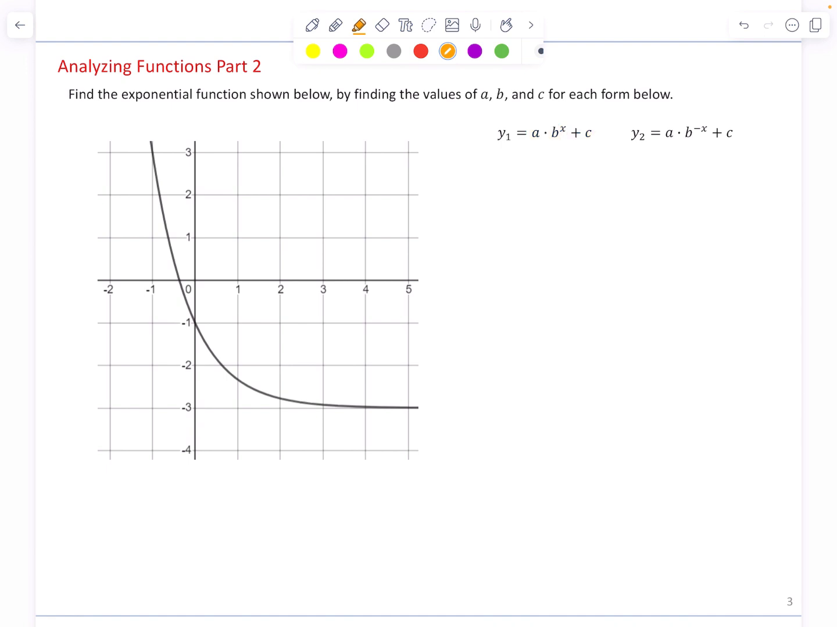Well, a and c will be easy to find. First, identify where the horizontal asymptote is. You can clearly see it here at y equals negative 3. This tells me that the c value must be negative 3. A vertical shift is the only way to move the horizontal asymptote away from the x-axis.